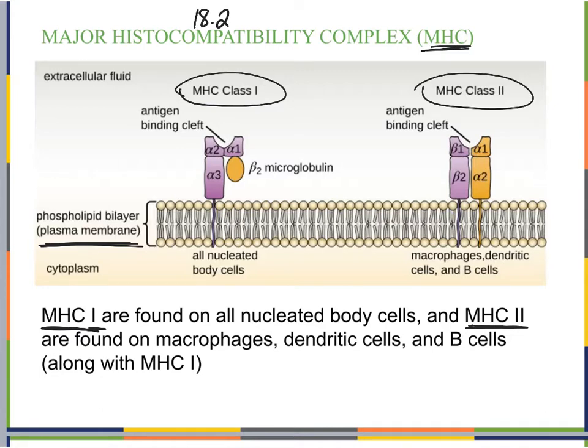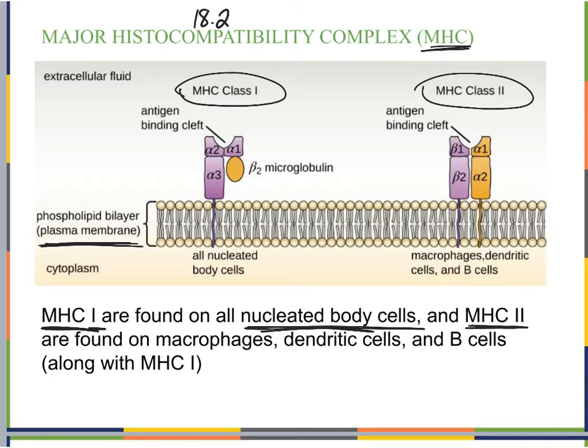For example, MHC class 1, we find in all nucleated body cells. The reason we say nucleated is because red blood cells are not nucleated. They do not have a nucleus. Part of the process of making a red blood cell is that it gets rid of the nucleus toward the end and then becomes a red blood cell that goes around the body. Since it is not a nucleated body cell, it does not have an MHC class 1 protein on it. Every single other cell in the body does, however. Our red blood cells have other proteins that our body recognizes as self. We're not going to talk about that in this class, but they don't have the MHC proteins on them.